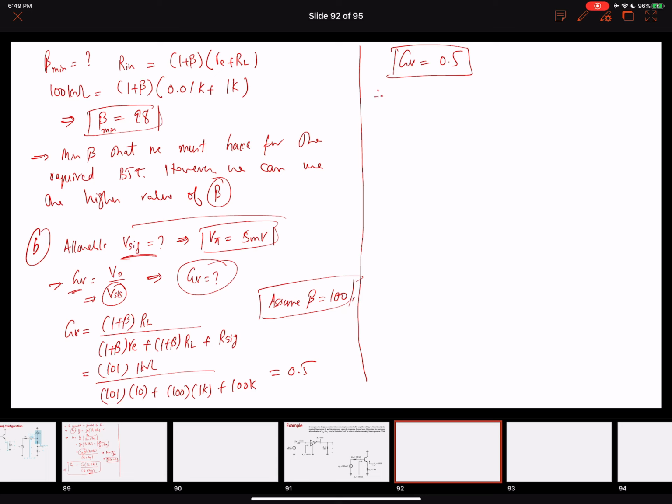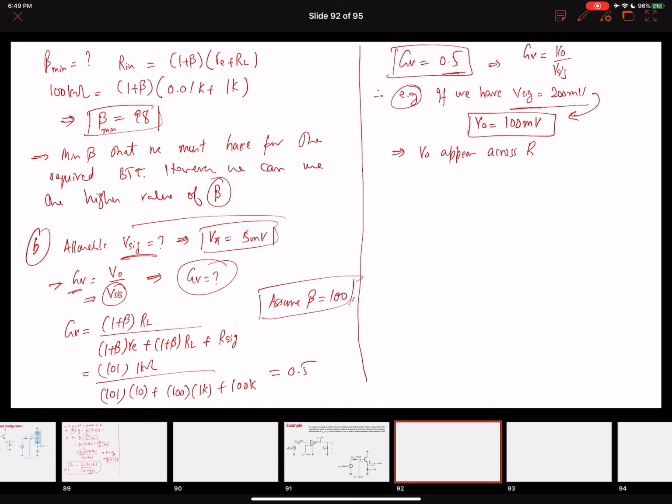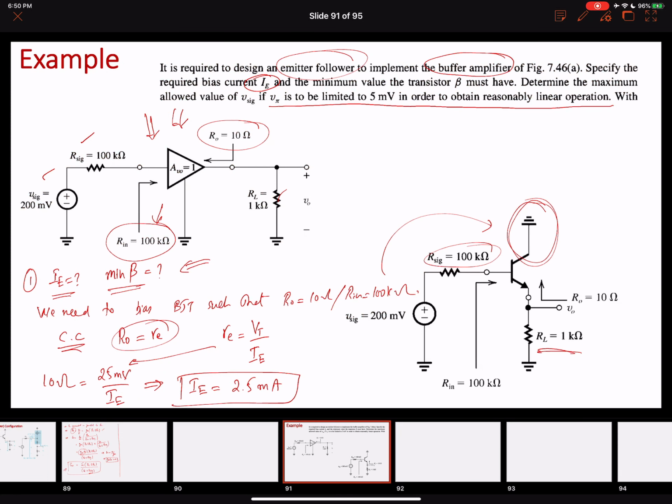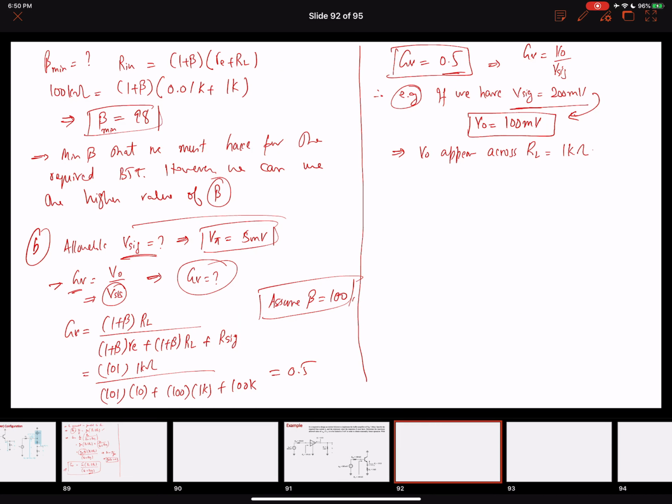So this means that, for example, suppose your V signal is 200 millivolts. We know that Gv equals V naught over V sig. So for a gain of 0.5, if my signal voltage is 200 millivolts, my output voltage will be half of it, 100 millivolts. Now this 100 millivolts, this V naught, will appear across RL, which is 1 kilo ohm, if our signal voltage is 200 millivolts.